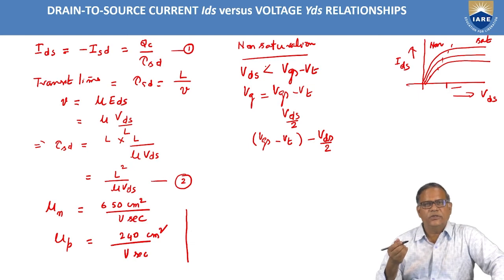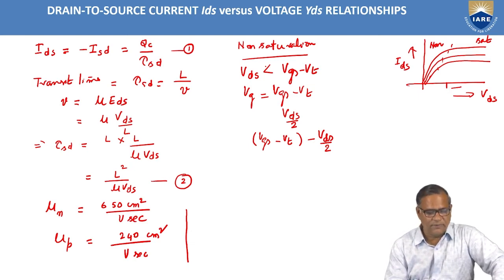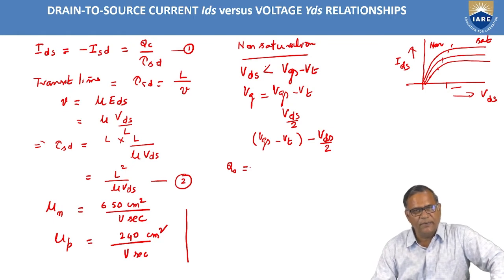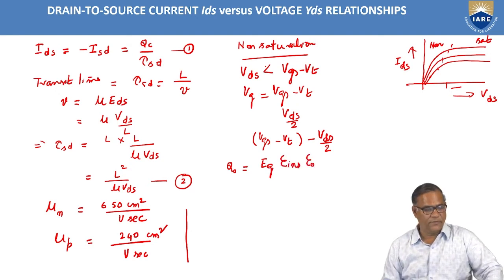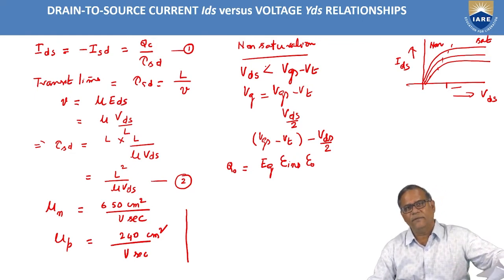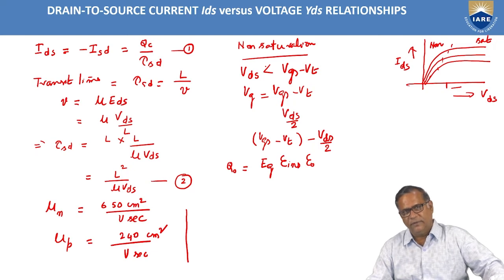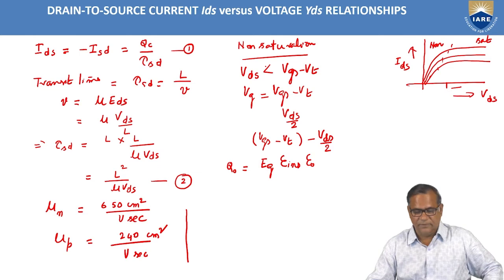So now the charge developed in the channel, let us first calculate. The charge developed in the channel is given by this formula Q naught. Q naught is the unit charge developed in the channel, which is equal to Eg epsilon INS into epsilon naught. What is epsilon INS? Epsilon INS is the relative permittivity of the silicon dioxide, and epsilon naught is the permittivity of the free space.